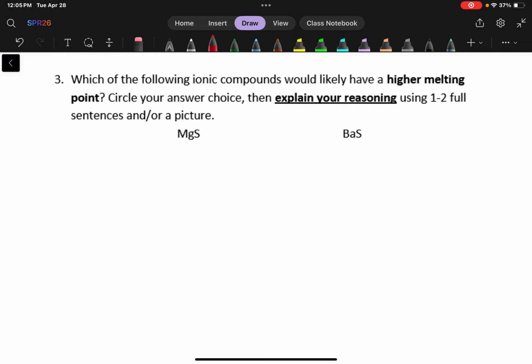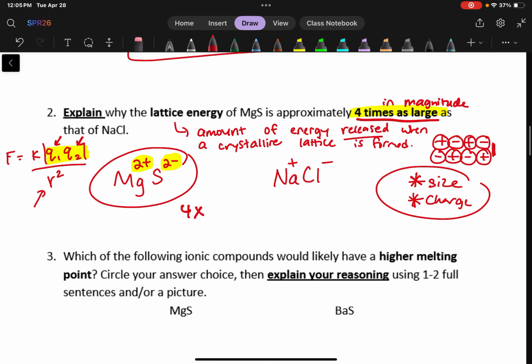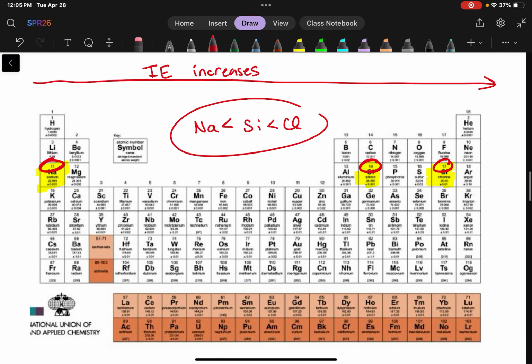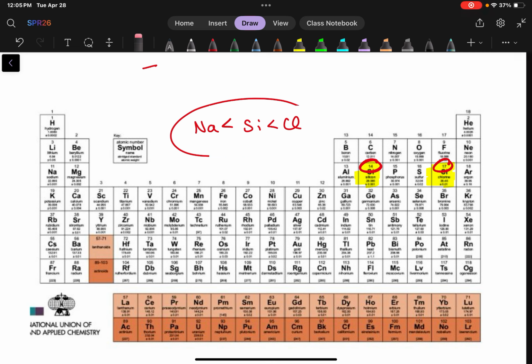All right, and then this last one says, which of the following ionic compounds would likely have a higher melting point? It says, circle your answer choice and then explain your reasoning in 1 to 2 full sentences and or a picture. So for this, magnesium sulfide, again, I'm not very creative. So looking at magnesium sulfide and barium sulfide. Let's go back down to our chart here. So we've got magnesium sulfide, and we've got barium sulfide.